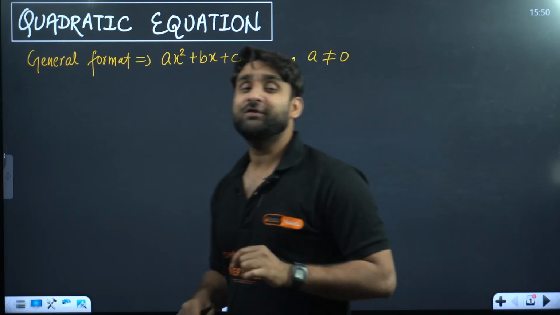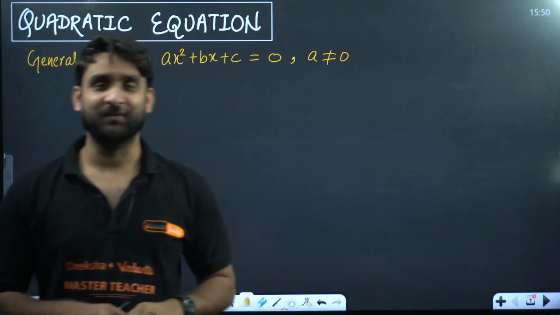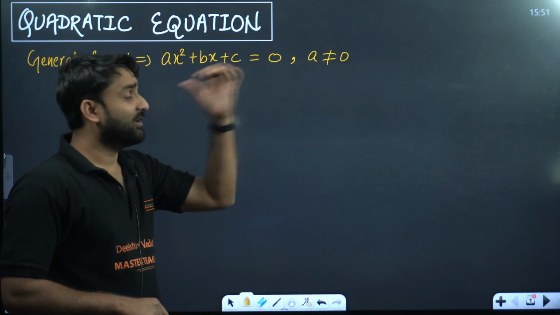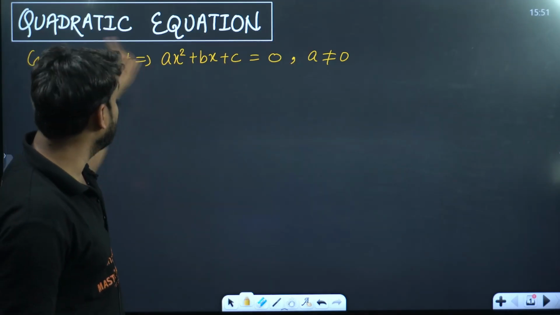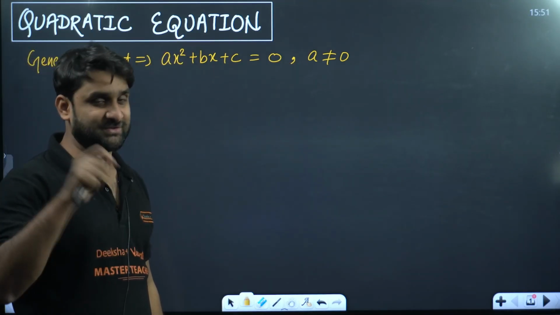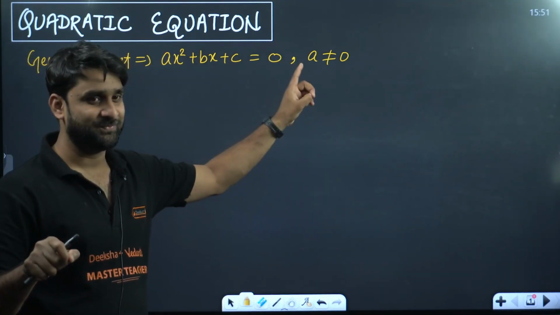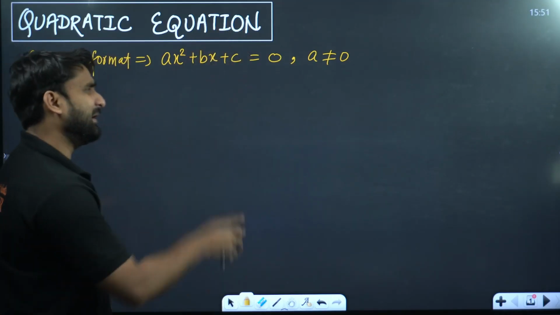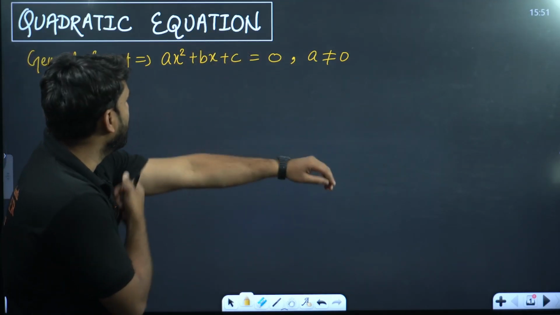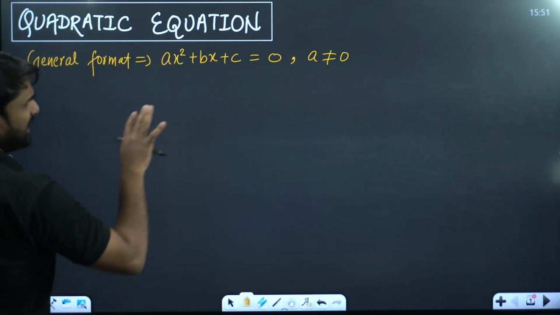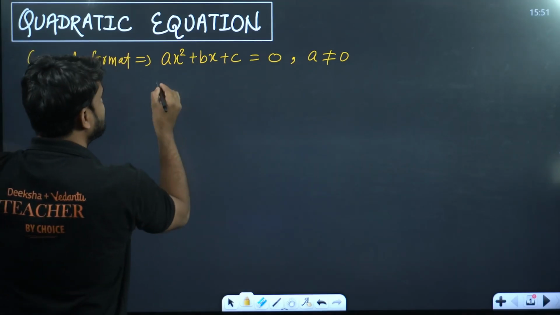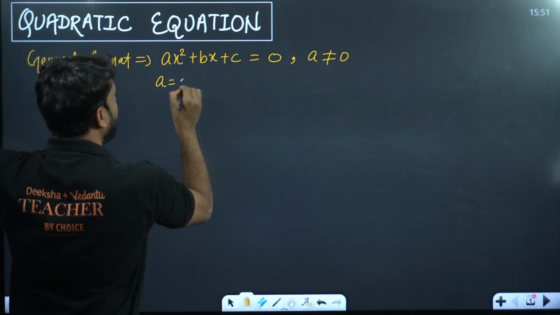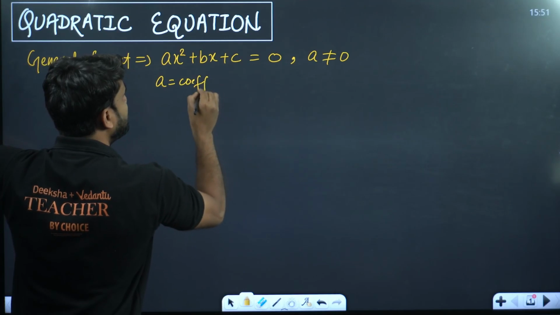So the coefficient of x square can't be 0, right? So I'm writing here a can't equal to 0 because we are dealing with quadratic equation. So this is the special condition, a can't be 0 for quadratic polynomial. Yes, b can be 0, c can be 0, but a can't be 0. So now moving ahead. Now here, my dear champion, as you all can see, a is what? Coefficient of x square.